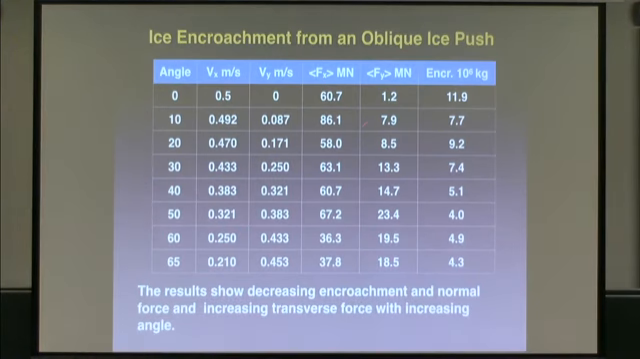Not surprisingly, the transverse forces increased from close to 0 up to about 20 meganewtons at the biggest angle, though this is probably just a random number anyway. The encroachment, interestingly, starts at around 12 and goes down to 4. So there is less encroachment, but still a significant amount.